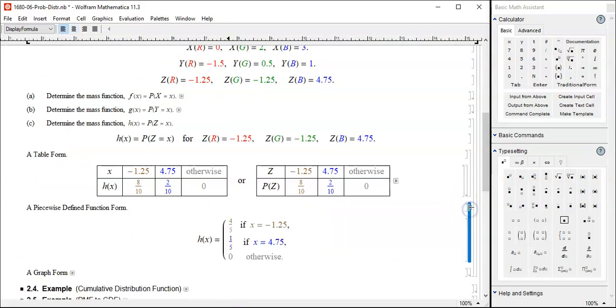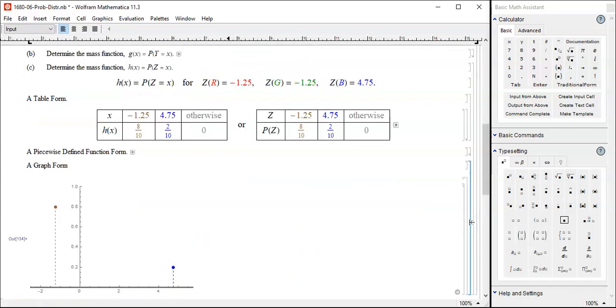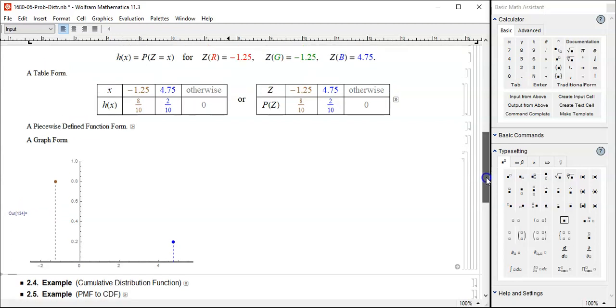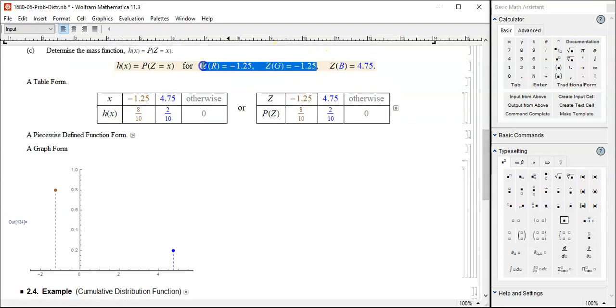And as for the piecewise defined form, again, it's simpler. When x is -1.25, 8/10, so equivalently 4/5, and then 4.75, 2/10, so equivalently 1/5. Otherwise, the probability is 0. Here's the graph. We have only 2 dots, not 3 dots for red, green, and blue, but 2 dots for 2 payoffs. Red and green, these two colors were combined into a single color here. And the probability goes all the way up to 80%, 0.8.